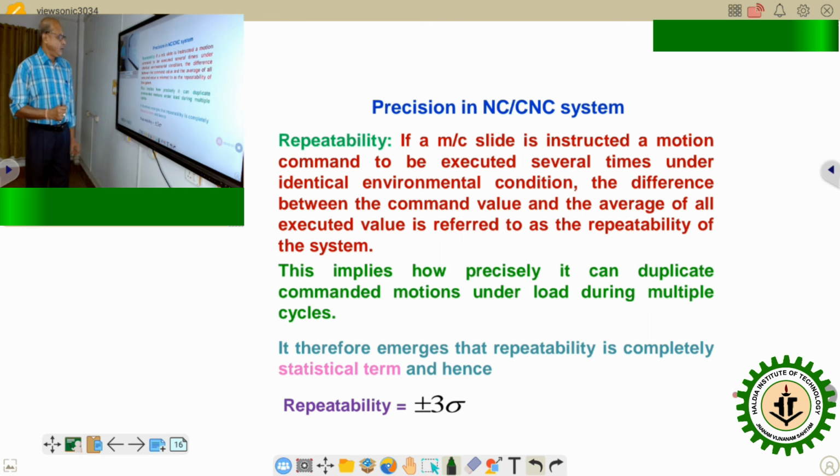And finally, repeatability. As the name suggests, if a particular command is issued to the machine tool system and executed several times, all under the same or identical environmental conditions, then the gross error that will be accumulated will be the measure of repeatability. The name implies how consistent it is.